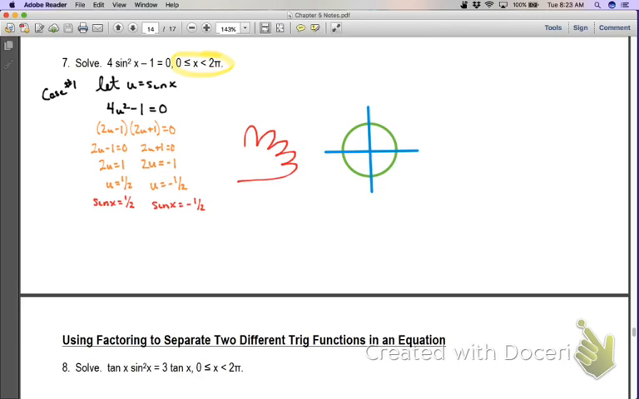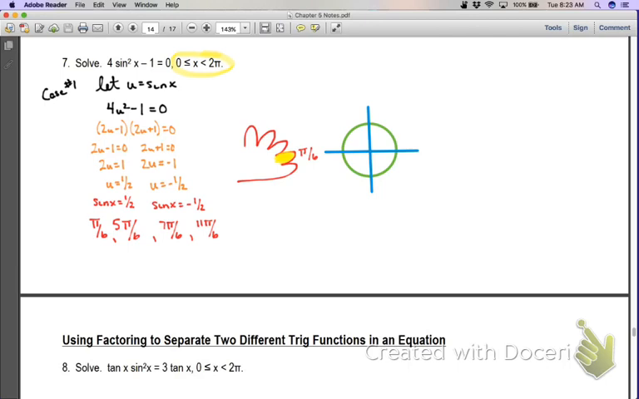Remember, sine is the bottom side of your hand, so it's at every pi over 6 value. So pi over 6, 5 pi over 6, 7 pi over 6, and 11 pi over 6. If you want to use the unit circle, you can do it that way and still go from there.